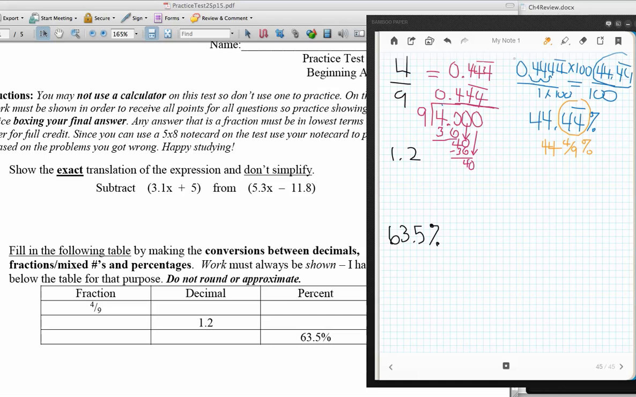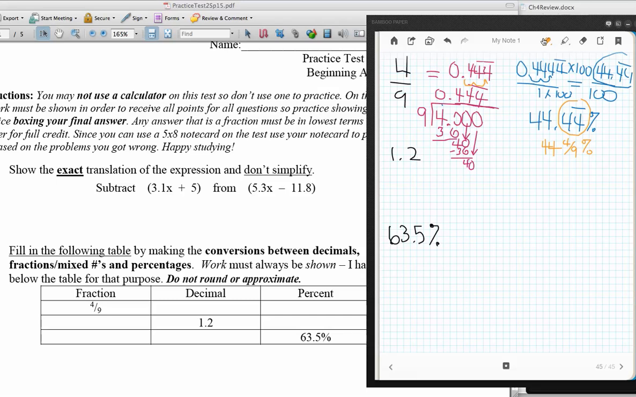So my decimal approximation is 0.4444 with a bar over the top of the 1 or a couple of 4's representing repeats, a non-terminating decimal there. And then changing that to a percentage by moving the decimal 2 places to the right, essentially. That will give us 44.4444%, which can also be represented as 44 and 4/9%.